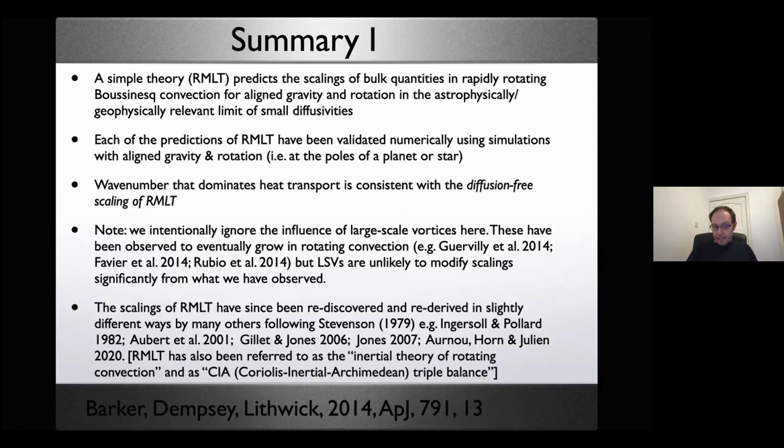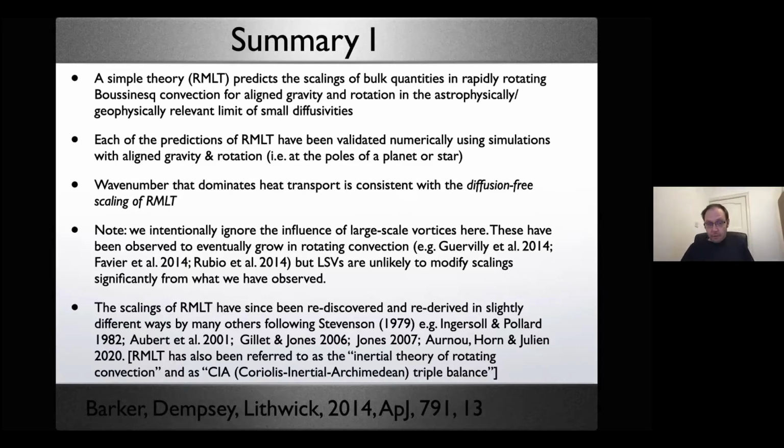The scalings of this theory have been rediscovered and rederived in many different ways by others since Stevenson. But some of them haven't been as well tested, which is why we revisited this in our 2014 paper. It's also been referred to as the inertial theory of rotating convection and as CIA triple balance, to make things more confusing, depending on which community you're coming from. But it's all equivalent to rotating mixing length theory when you're discussing the same model, so plane layer convection.